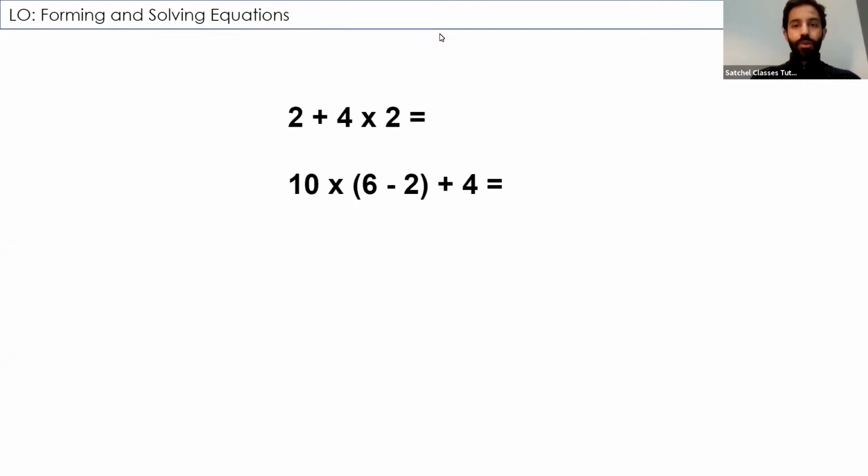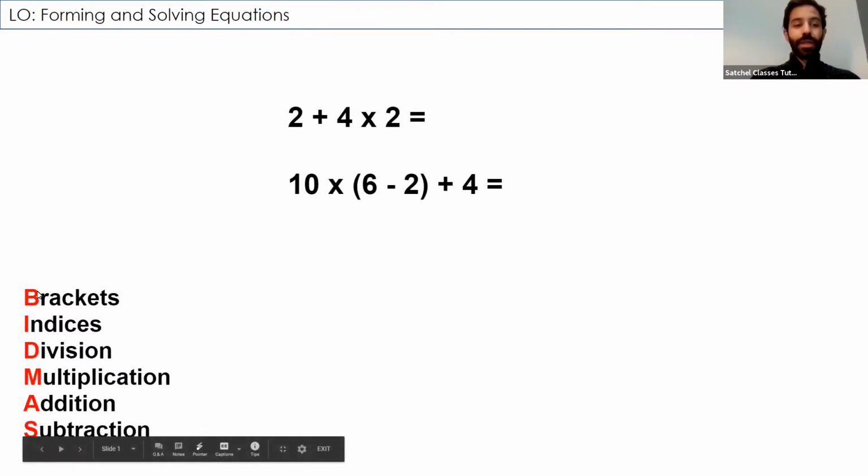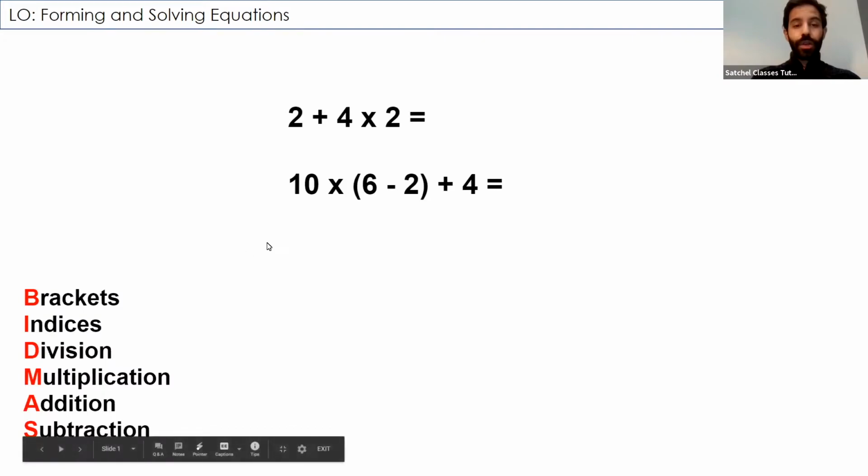You may have heard about BIDMAS. BIDMAS stands for brackets, indices, division, multiplication, addition, and subtraction. So this is the order in which we would complete different operations. Addition is an operation, multiplication is an operation, subtraction is an operation, and all of these are different operations that we would perform when doing a specific calculation.